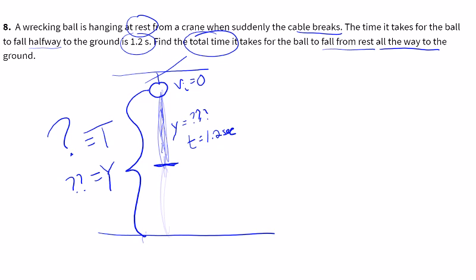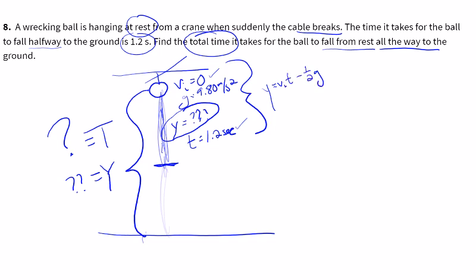So here's the way I'm going to suggest. I'm actually going to suggest that we find out what this distance is. So I'm going to use the fact that Vi is 0, the time is 1.2, and we know what g is, our good old 9.8 meters per second squared. Using those three bits of information, I'm going to suggest we solve for little y. So we're going to use this equation.